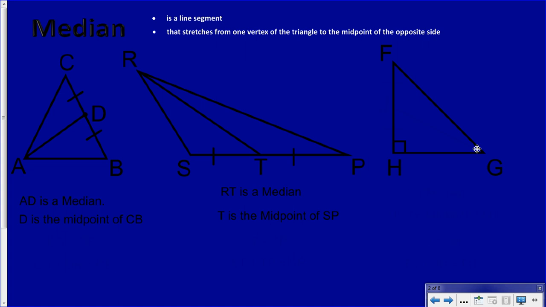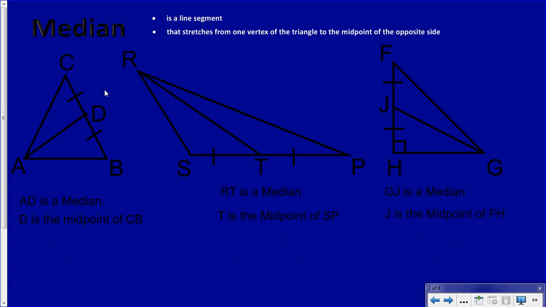And in our third example, we have a right triangle here. We're going to stretch a median from G all the way across to J, the midpoint of FH. And so here is just a third example for you to see. And since J is the midpoint, that means FJ is going to be congruent to JH. So again, GJ is a median, and J is the midpoint of FH.